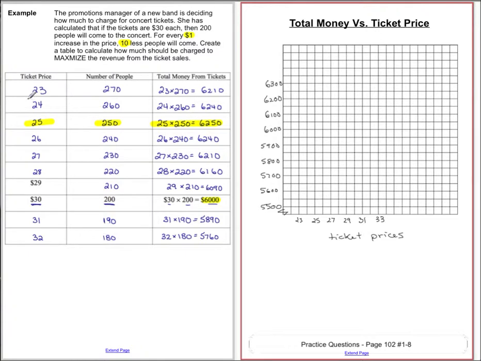So for 23, we need to go to 6,210. So I'm going to go up here to 62, and this would be 6,250 right in the middle. So 6,210 is going to be somewhere around there. Now I'm going to pause it and I'm going to put the rest of the dots on. You do the same thing. Okay, so you can see from this graph too that we've got the top point right there.